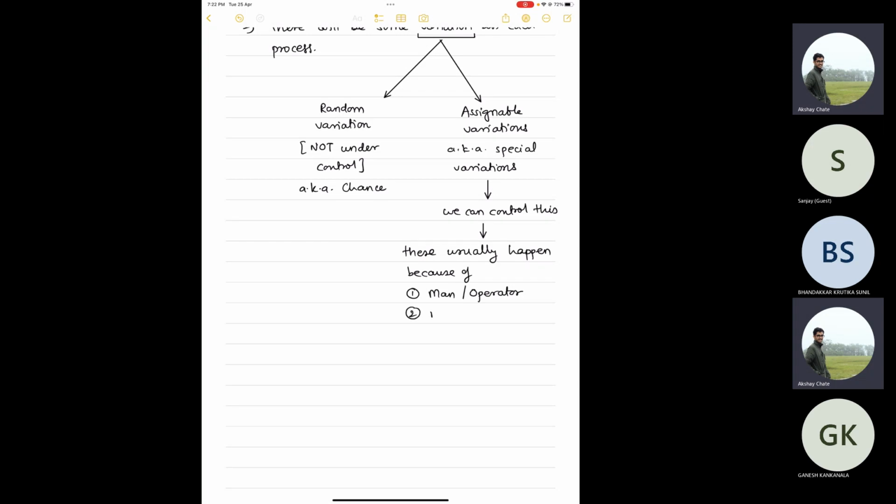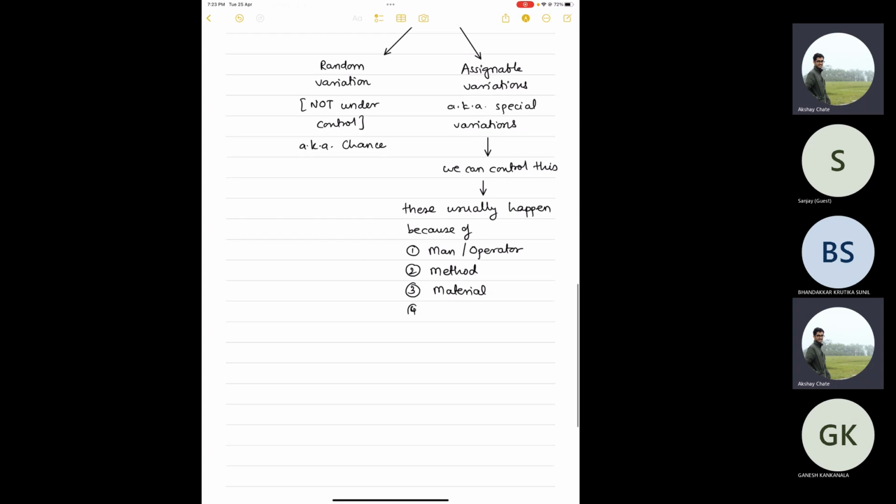Then next is method. If, instead of using the given method, somebody is using another method which gives the production in lesser time, but that will be compromising some other aspect of the design, and therefore you'll have variation in your final product. And then there is material. Whatever raw material or other auxiliary materials that you use in the production, if they are not up to the standard, or if there is a variation in their quality, then it will be reflected in the final quality of the finished goods.